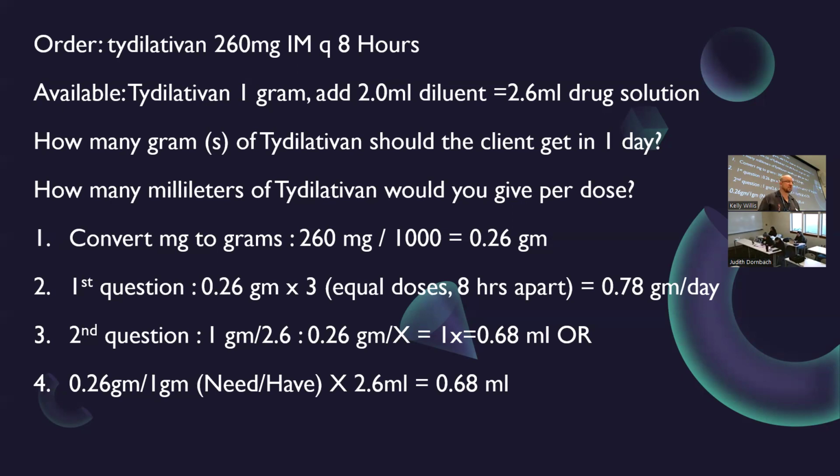And the second question is, how many milliliters of this medication would you give per dose? So we're going to do 1 gram over 2.6. This is the ratio. I don't think I showed the dimensional analysis. And that'll equal 0.68 mLs. Oh, I did show it. Okay. So this is for the second one. So the answer would be 0.78 grams per day and 0.68 mLs per dose.